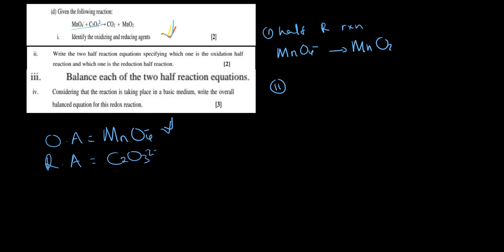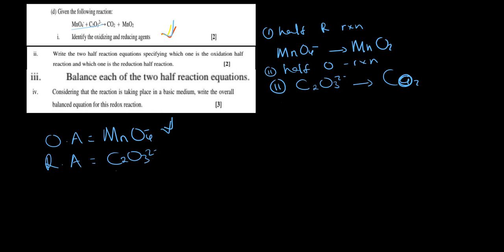So now what we are going to do is we write the same thing. We write the reactant, MnO4⁻ to CO2. Okay, since you have written this, this is what we call the half oxidizing reaction. All right, I'm just writing like this. So this is it. Now the other question says balance each of the two half reactions.